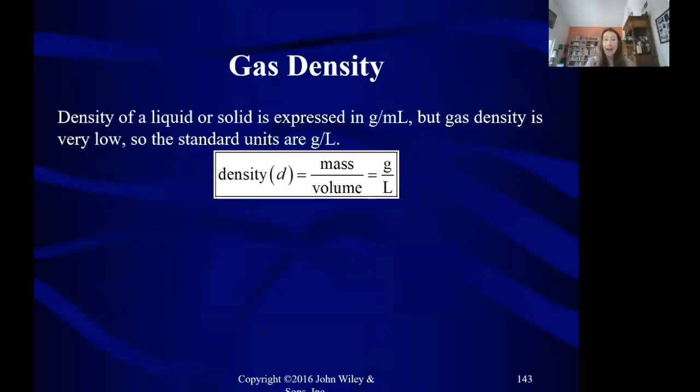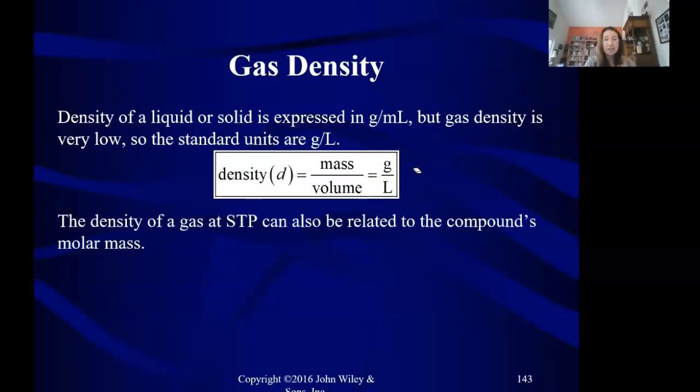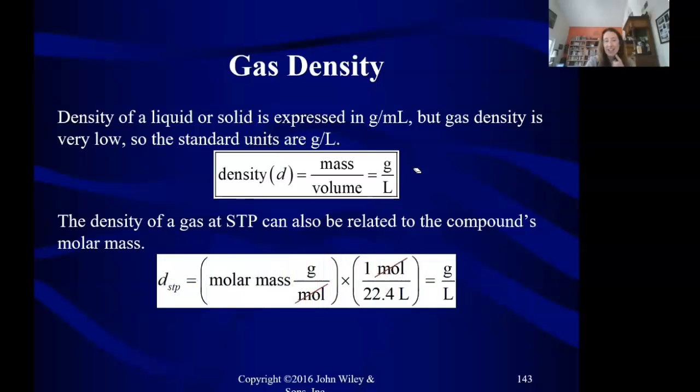But when we deal with gases, density is grams over liters, right? So that's just something to remember. Now if a gas is at STP, we have our new little shortcut. If it's at STP, we know that density, again, is grams over liters. So this allows us to do this really cool, fun little shortcut.